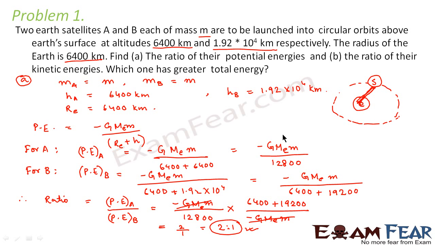So in this case, all you need to understand is what would be the distance. This thing should be clear. When you are calculating potential energy, it is minus G ME m divided by R, where R is the distance between the satellite and the Earth. And the question said that the satellite is at a height of 6400 kilometers above the surface of the Earth. That means the total distance would be the radius of the Earth plus the height of the satellite. So the total distance of the satellite from Earth would be RE plus H. So this is how we calculated the ratio of the potential energy.